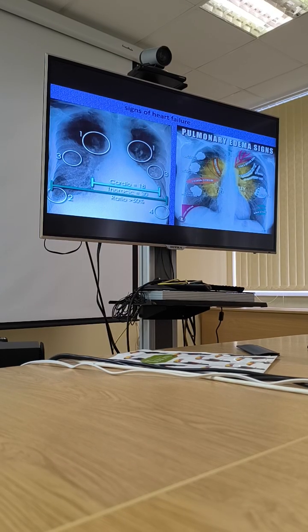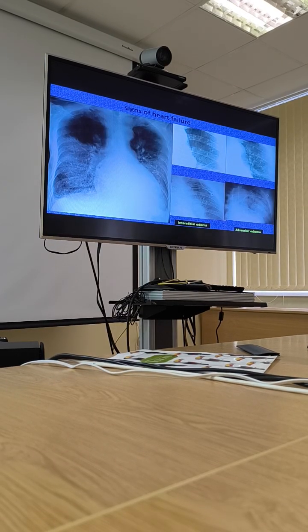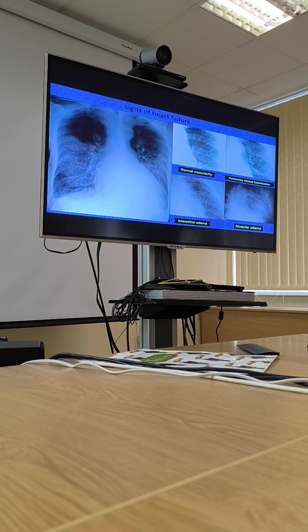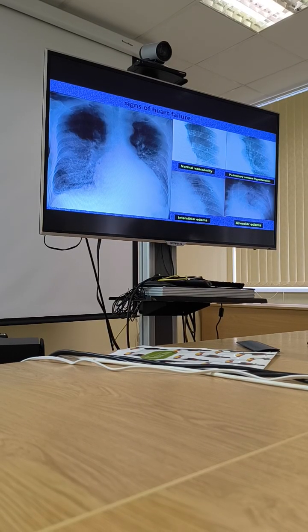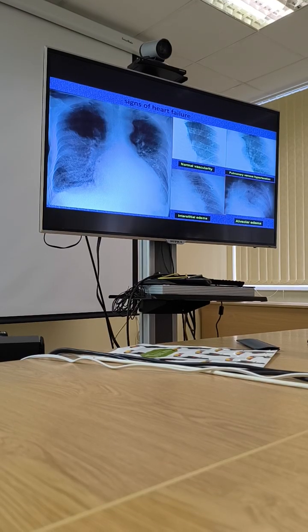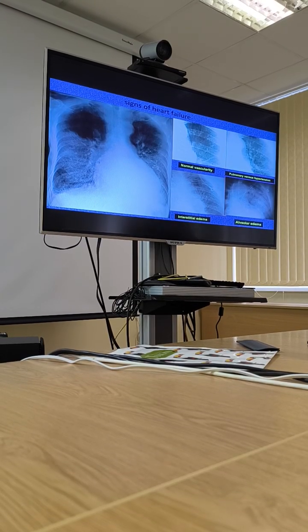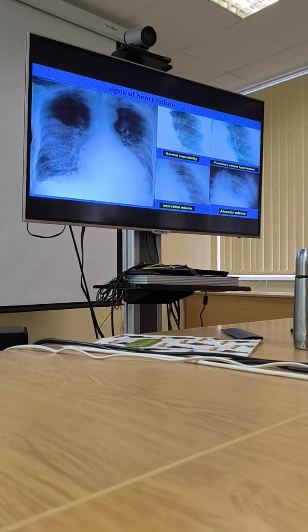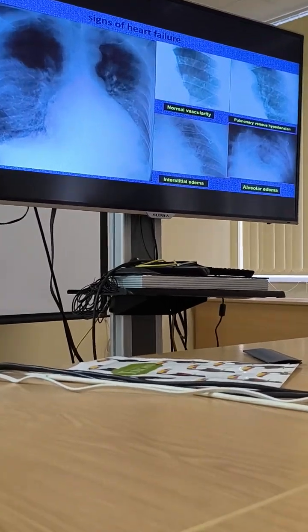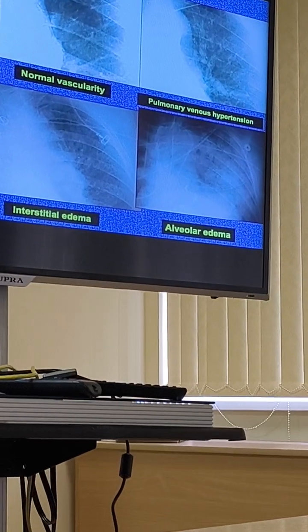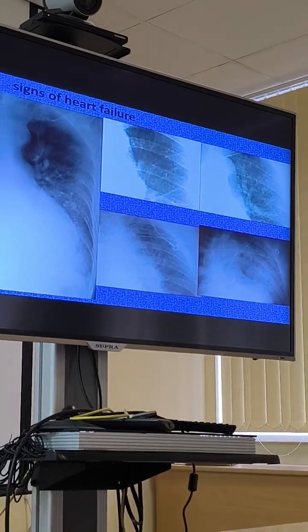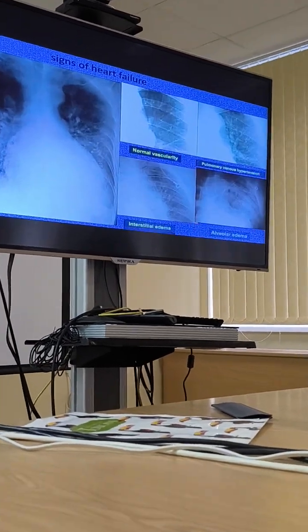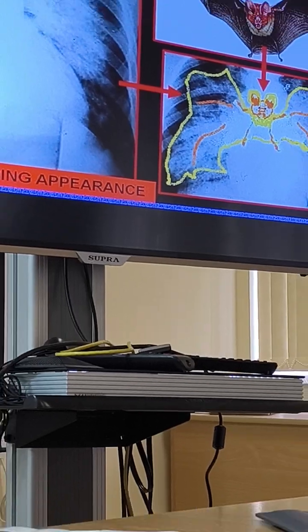Usually it is really step by step. First normal vascularity, then a little bit more vessels, then interlobular and interstitial tissue edema, and at the end fluid inside the alveoli. But in reality it can usually be a mosaic, a combination of these, and we can see something like this.